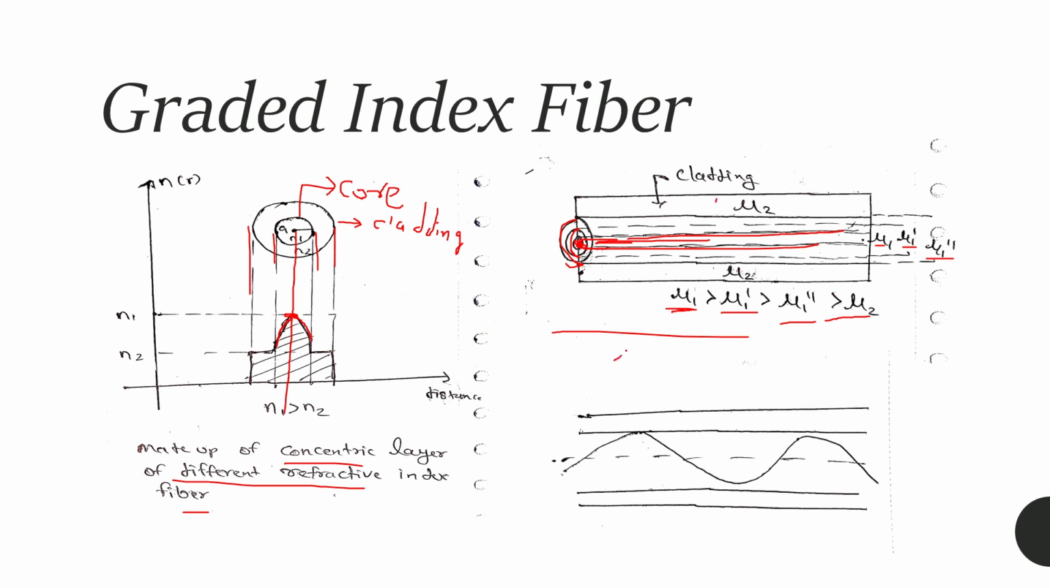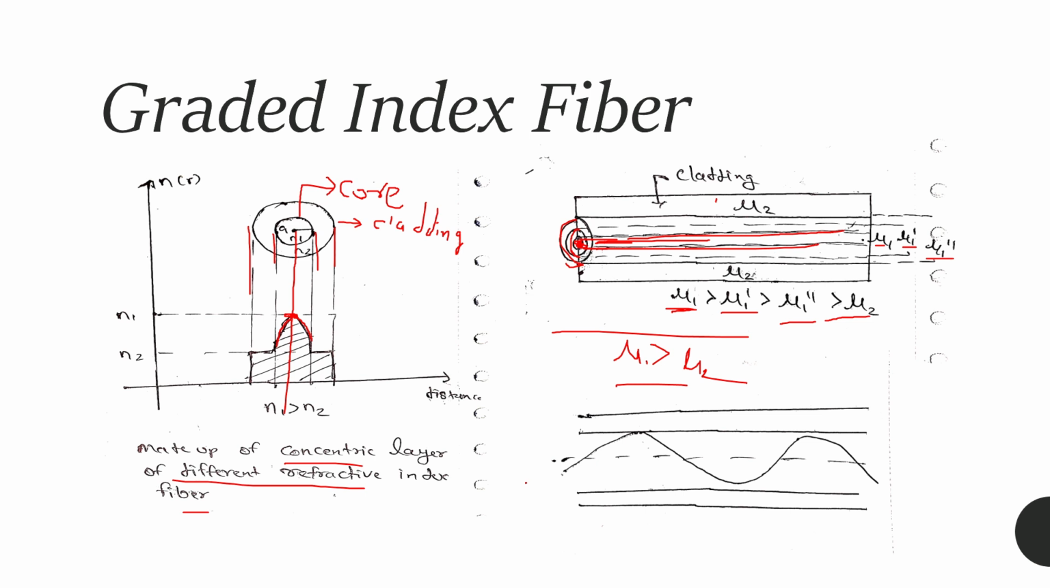We all know that mu1 should be greater than mu2 while designing the optical fiber cable. It is important that the refractive index of the core should be greater than the refractive index of the cladding. Because of this, when the signal passes through the optical fiber cable, it travels in a sinusoidal form. Here you can see that. Focus on this diagram.